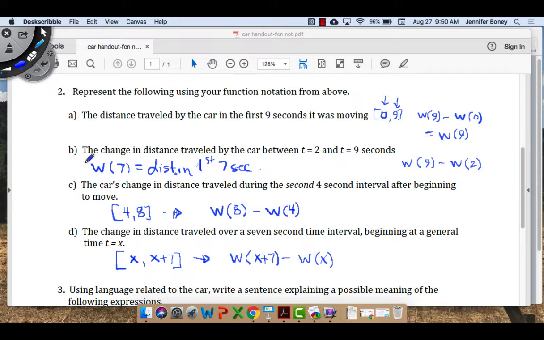Keep in mind, you don't have to compute any of these. We just wanted to be able to express the distance traveled. We don't have a formula for this. We don't know how fast the car was going. We don't know if it started going a constant speed at some point in time. We don't know any of that. But we know that these symbols represent the things that we need to combine in order to express the quantities that are described. Changes in distance or a variation in distance.